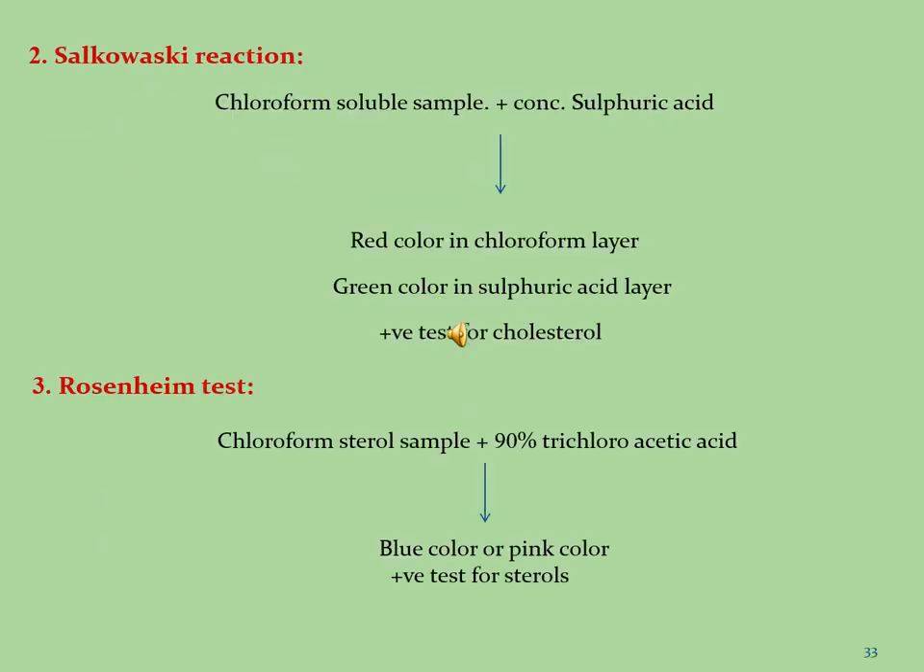Salkowski reaction. In this reaction, the sample is taken in chloroform and added few drops of concentrated sulfuric acid. If we observe red color in chloroform layer and green color in sulfuric acid layer, that is aqueous layer, then this is positive test for the cholesterol. Third test, that is Rosenheim test. In this test, sample is taken in chloroform plus 90% trichloroacetic acid is added in few drops along the wall of the test tube and we observe blue color or pink color, then it is positive test for the sterols.